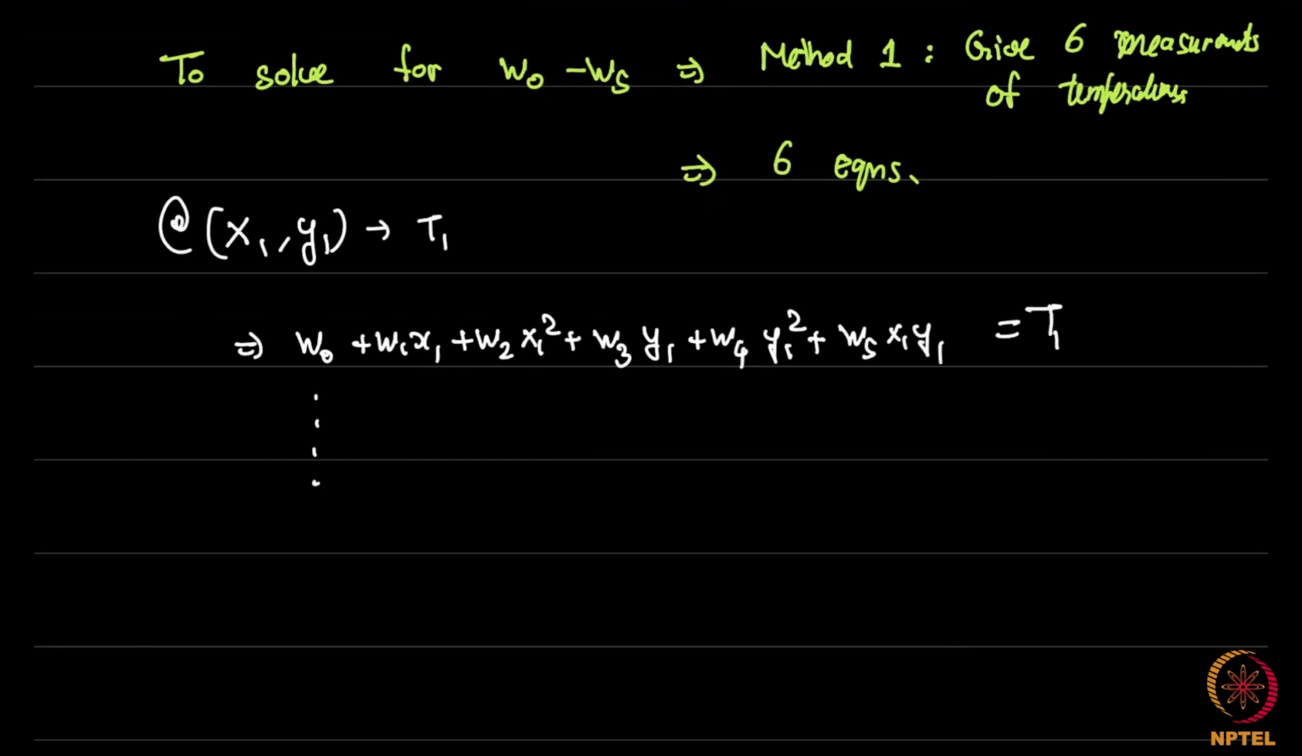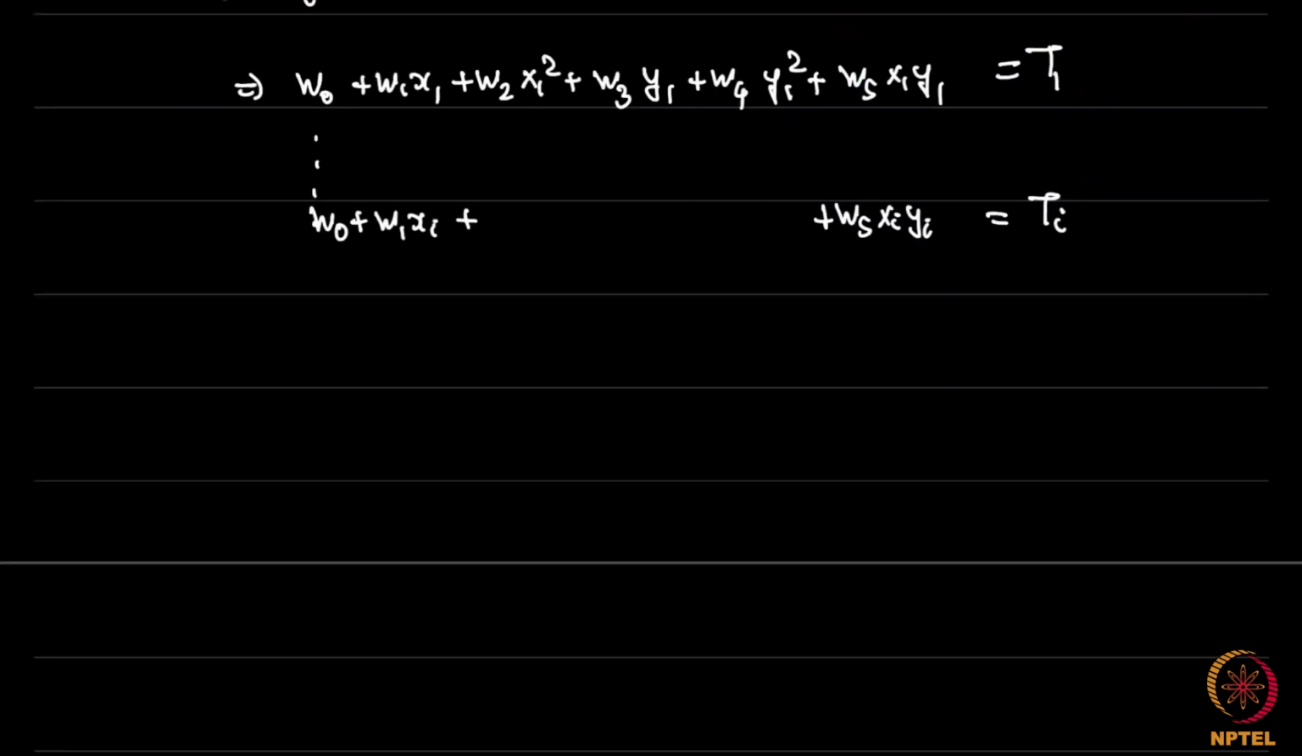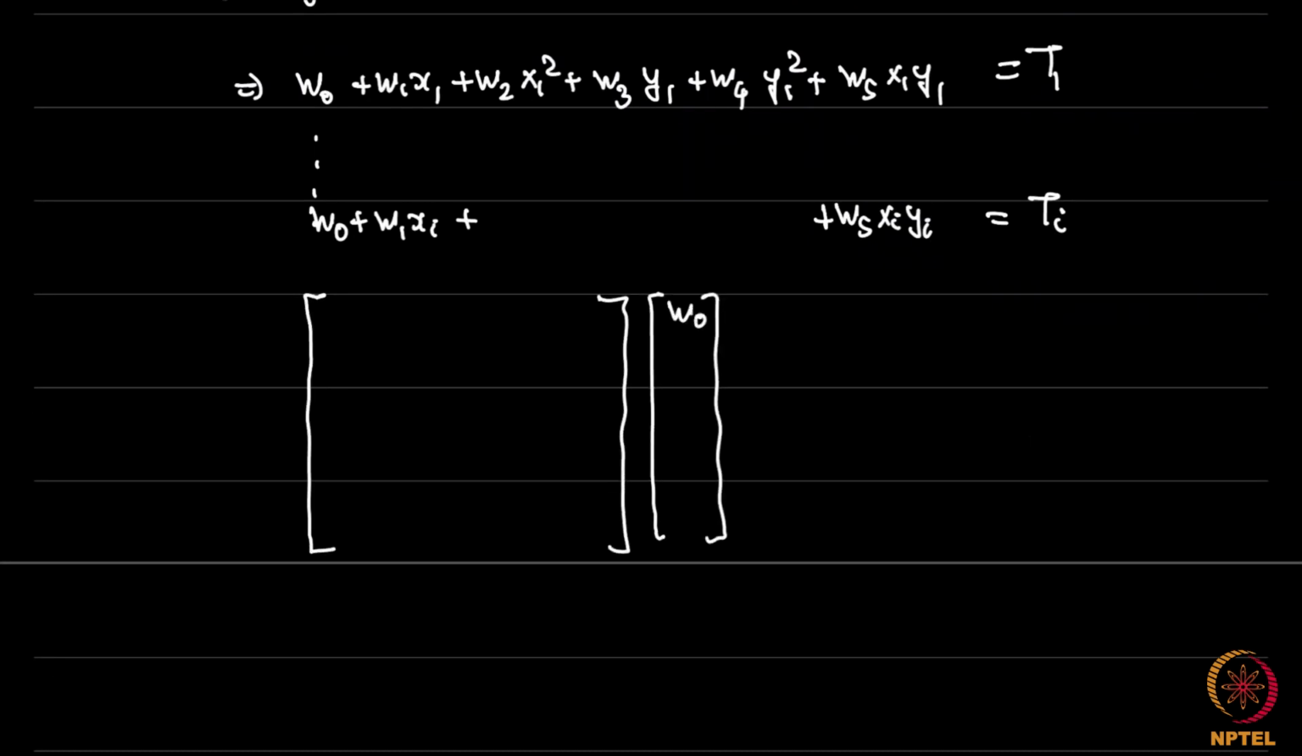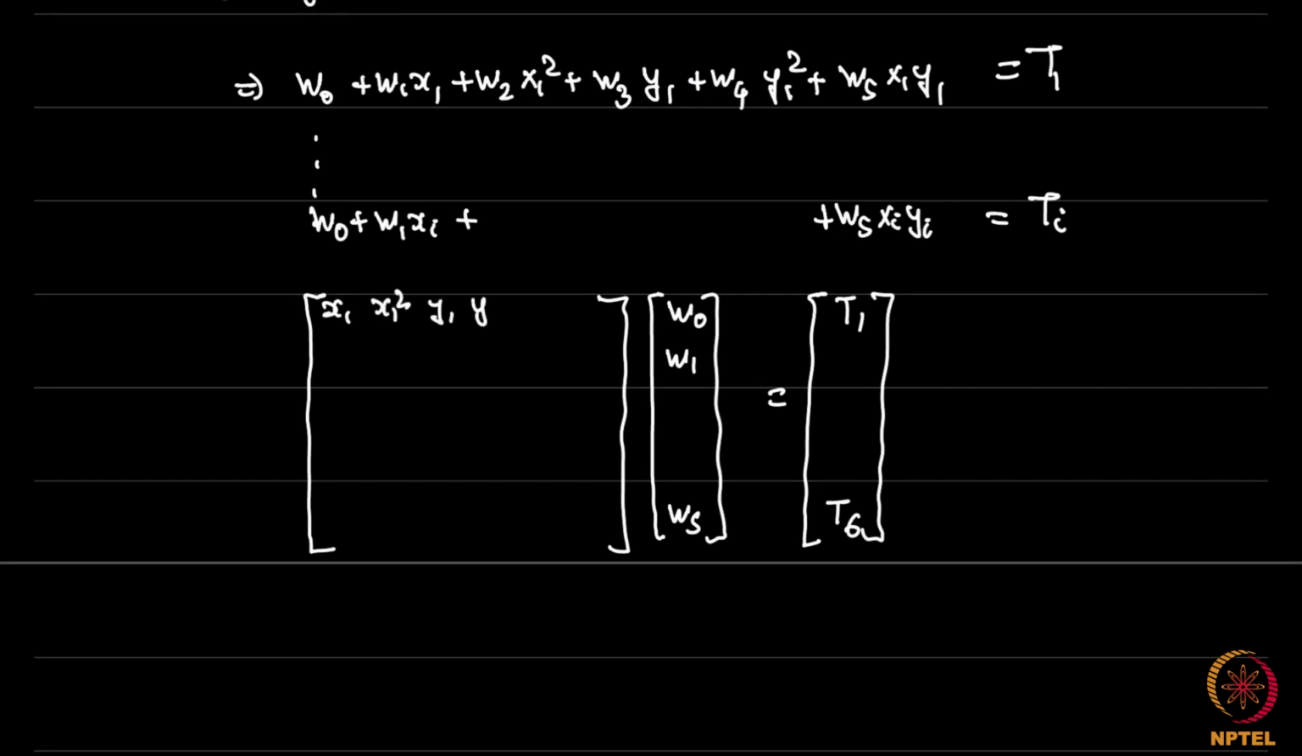You can write equations such as this. In general, you'll have W0 plus W1 xi, so on and so forth, up till W5 xi yi equal to Ti. If you write this as a matrix, the unknowns, remember, are W0, W1, W2, W3, W4, W5. On the right-hand side, you will have T1 through T6. And here you will have x1, x1 squared, y1, y1 squared. Sorry, there will be a constant term, which is 1.